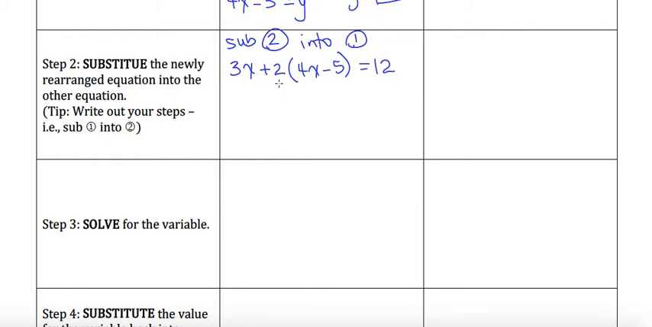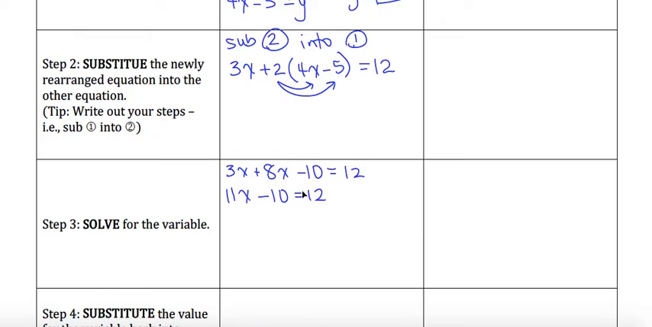We want to do that by applying the distributive property first to get rid of the brackets. So we have 3x plus 2. Sorry, we don't have that plus 2 anymore. 2 times 4x is 8x. 2 times negative 5 is negative 10. And that's equal to 12. 3x plus 8x is 11x. Take away 10 is equal to 12.